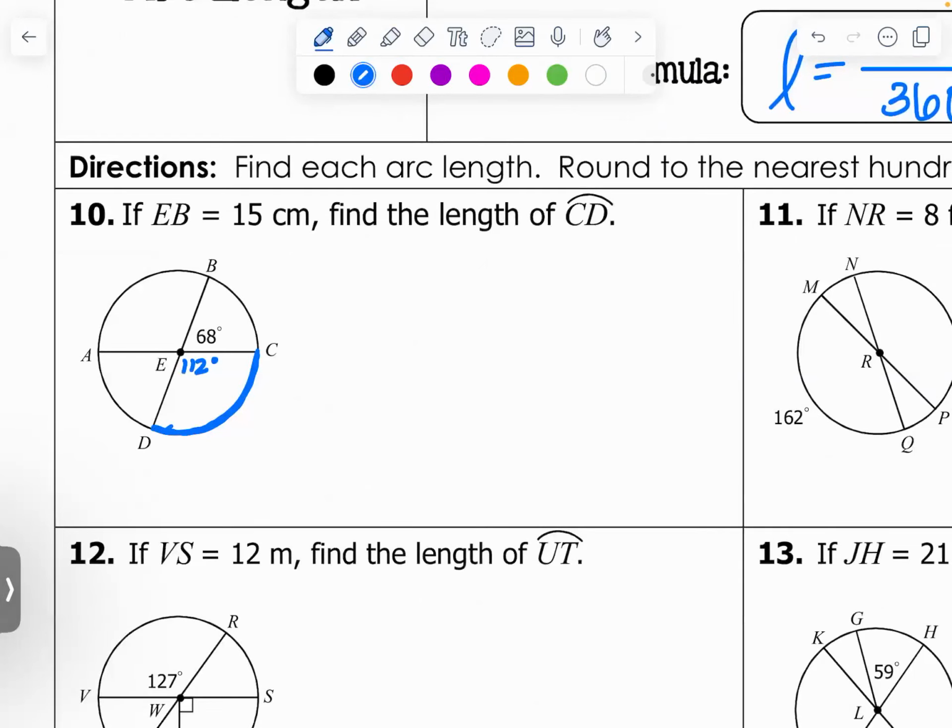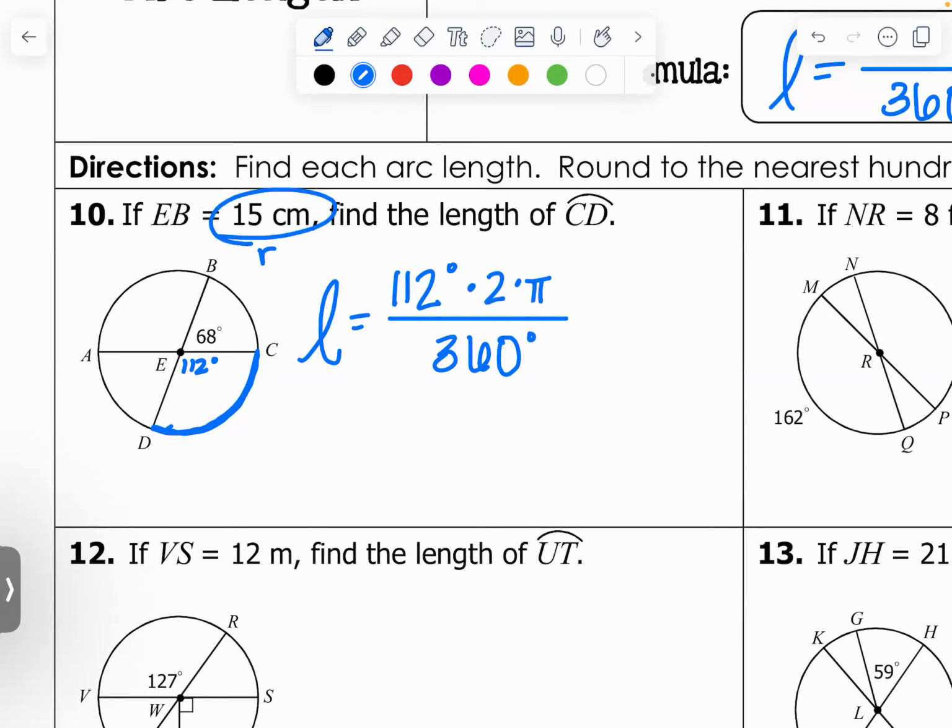Okay, so in order to find the arc length, we are going to take 112 times the circumference divided by 360. Now our circumference, we know that our radius is 15. So we can just say 2 pi times 15. Okay, there's the hard part. Easy part, type it into your calculator. 112 times 2 times pi times 15 divided by 360.